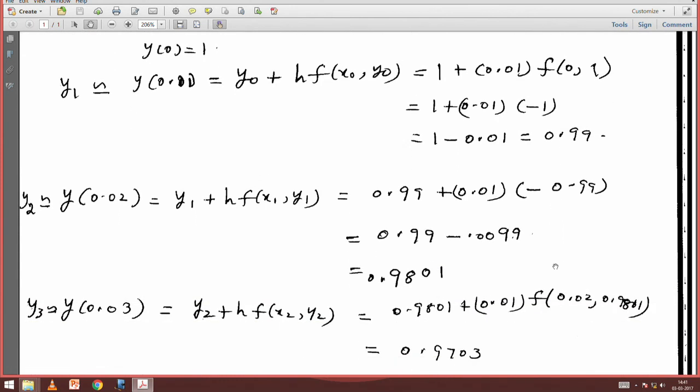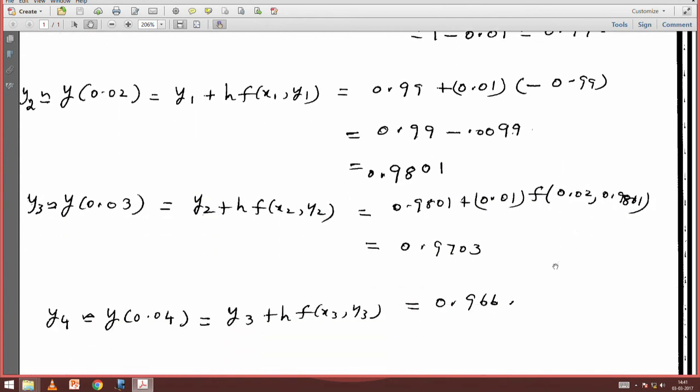So, now I go to the next step, namely compute y at 0.02. It is y1 plus h f of x1, y1. So, I feed in those values. F of x1, y1 is minus y1. So, substitute and simplify, you get the solution at 0.02. Proceed this way and you get the solution at 0.03 and finally at 0.04 as this.